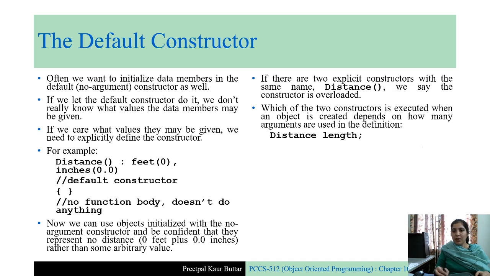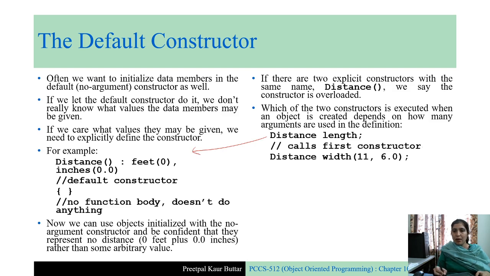So here what are we doing? We are creating an object of type distance whose name is length. Now we have no arguments here, so which constructor will be called? The default constructor will be called. Next you are creating another object, width, of class distance, but here you are passing two arguments. So which constructor will be called? The parameterized constructor will be called, as we have seen in the programming exercise.